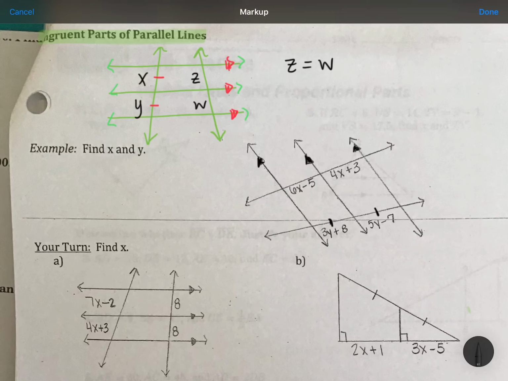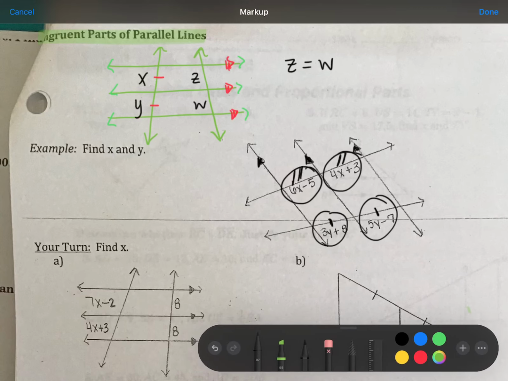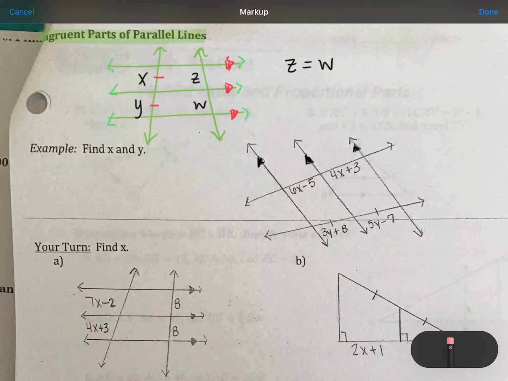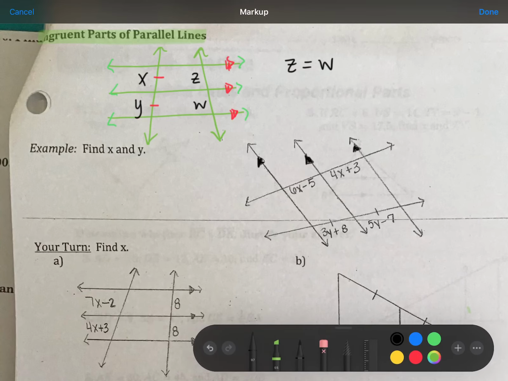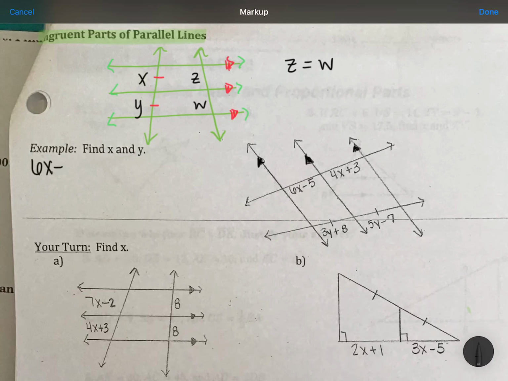All right, so I am going to find X and I'm going to find Y. I don't care who you find first, but because these pieces are equal to each other, the congruent parts of parallel lines then says these two pieces are equal to each other. Isn't that cool? Super easy. So all I have to do is set them equal to each other and solve. So 6x minus 5 is going to equal 4x plus 3 because of congruent parts of parallel lines.